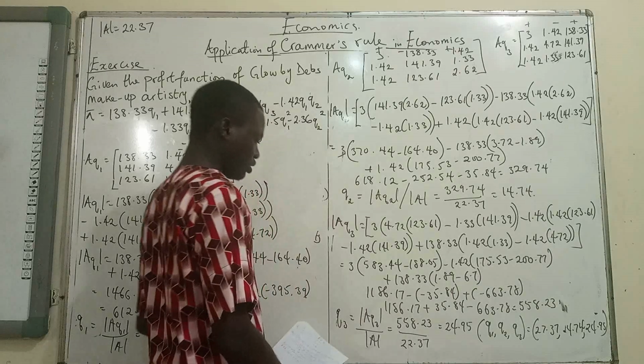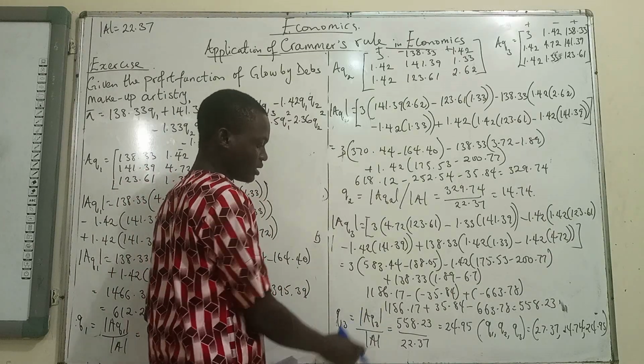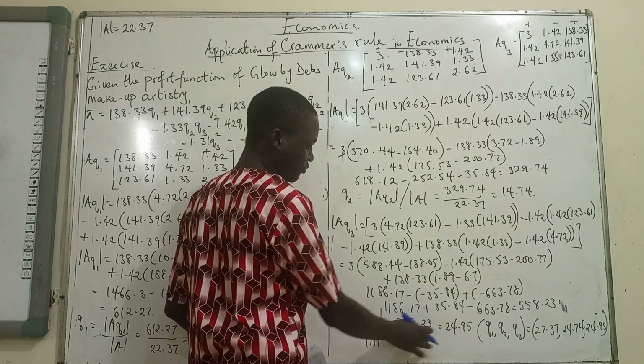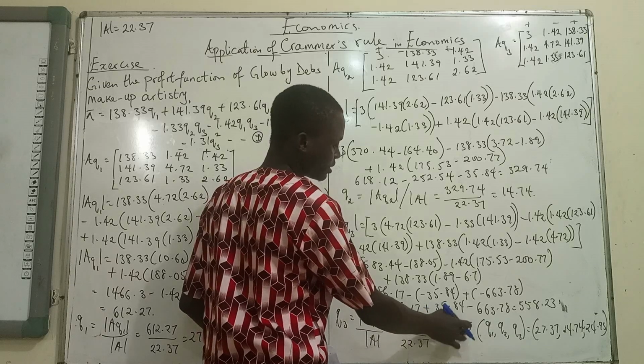So how do we find Q3? Q3 is the determinant of AQ3 divided by the determinant of A, which is 558.23 divided by 22.37. And our answer is approximately 24.95.